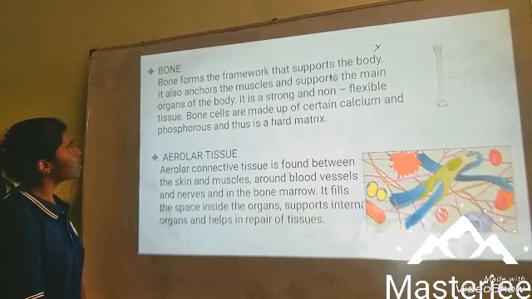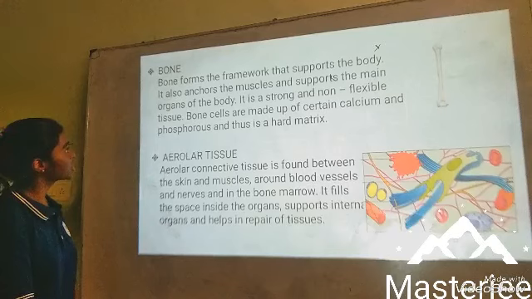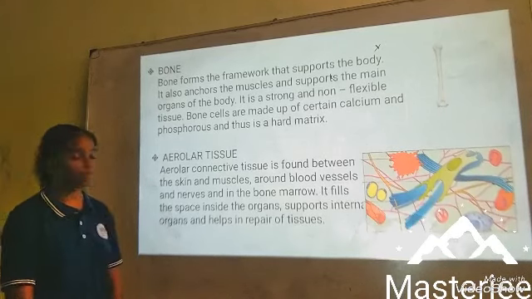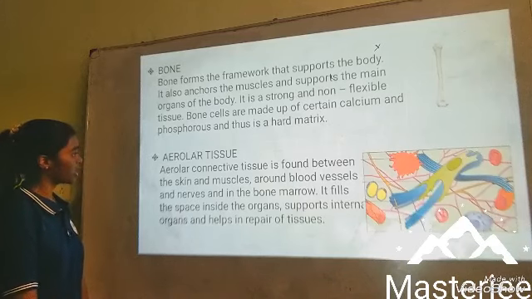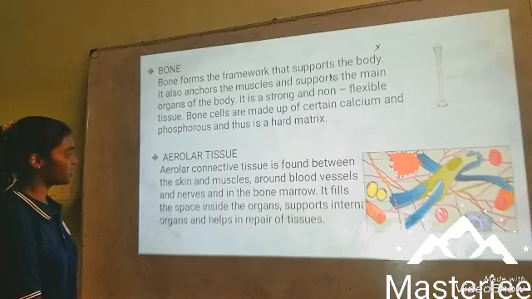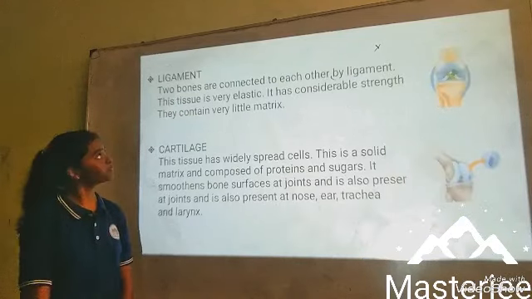the body. It also anchors the muscles and supports the main organs of the body. It is a strong and non-flexible tissue. Bone cells are made up of calcium and phosphorus and thus form a hard matrix. Areolar tissue. Areolar connective tissue is found between the skin and the muscles, around blood vessels and nerves and in the bone marrow.